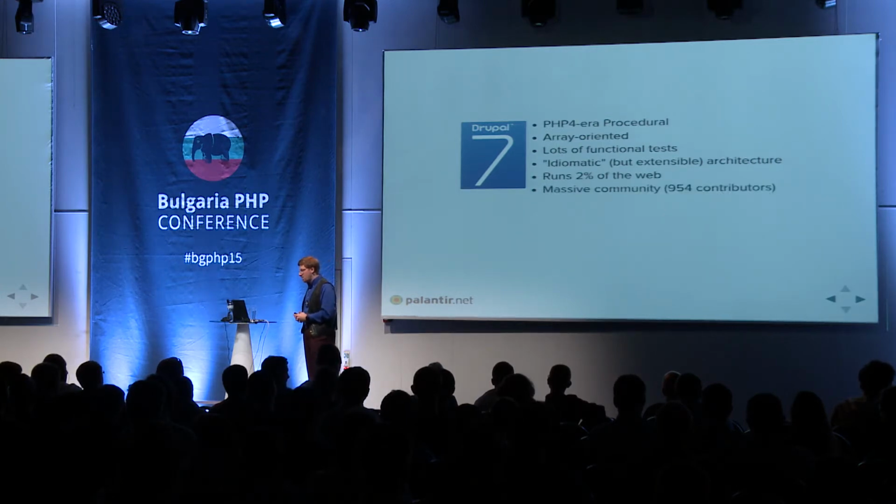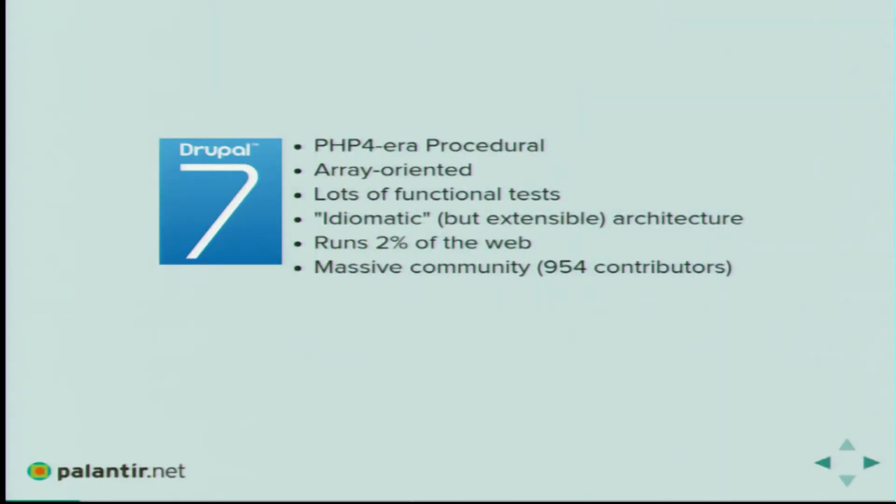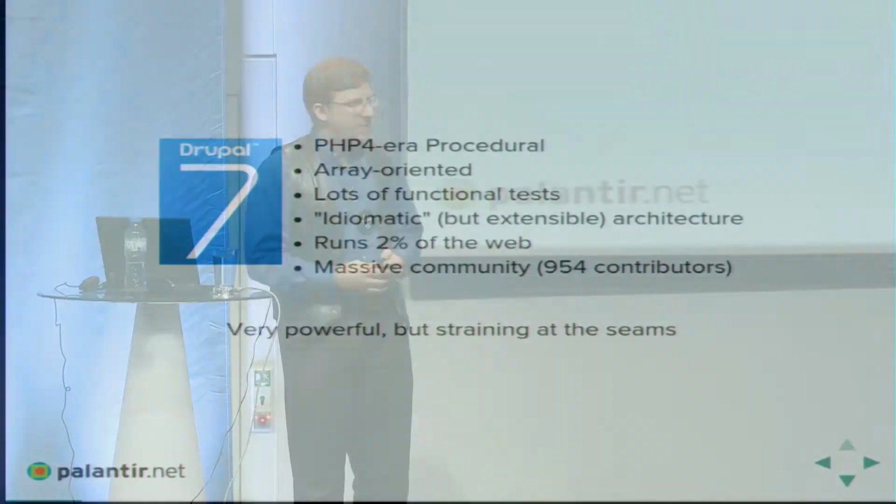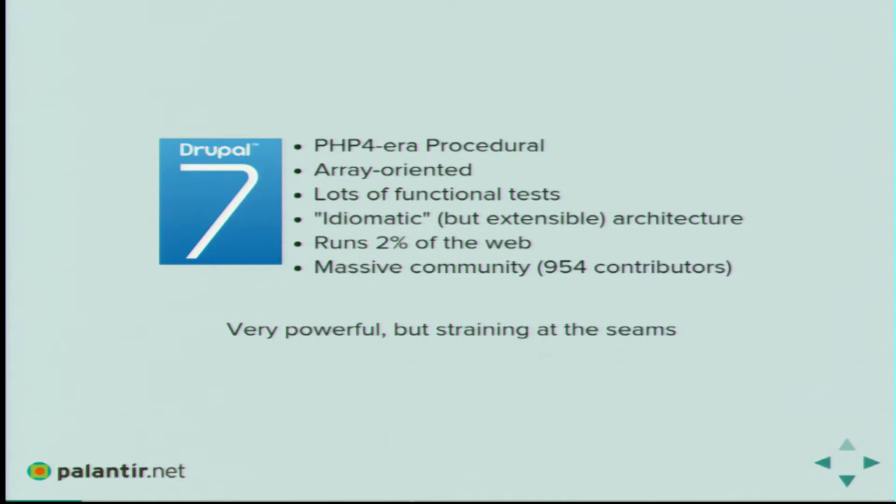And that comes from a massive community. There were nearly 1,000 people who contributed to Drupal 7. This is larger than most companies. And this is just the people writing code for Drupal 7, to say nothing of documentation or anything else. So really, it's a very powerful system, but let's be honest, those who have worked with it know it's really straining at the seams.